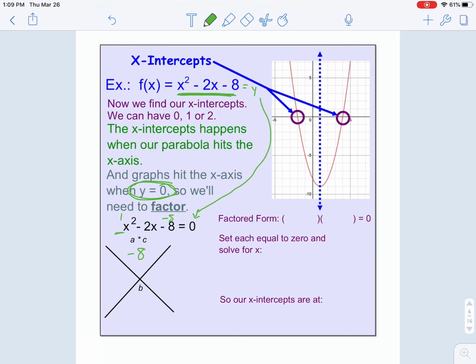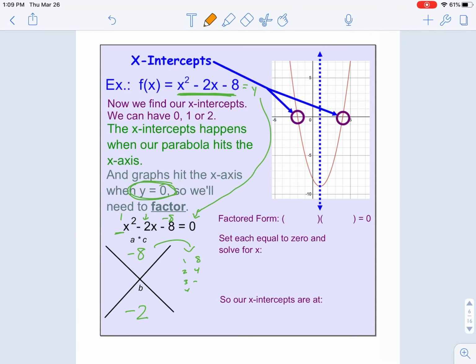A times c, that's 1 times negative 8. B is right here in the middle, so that's negative 2. I'm going to pull this out over here. 1 times 8 would work. 2 times 4 would work. 3 is not going to work, and once I hit 4, I know I'm good.